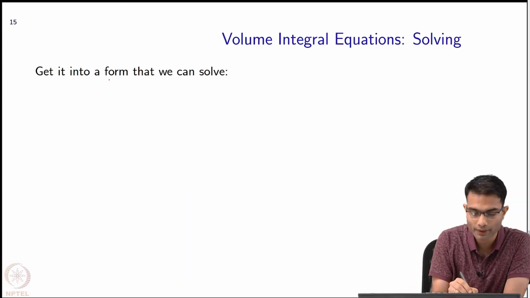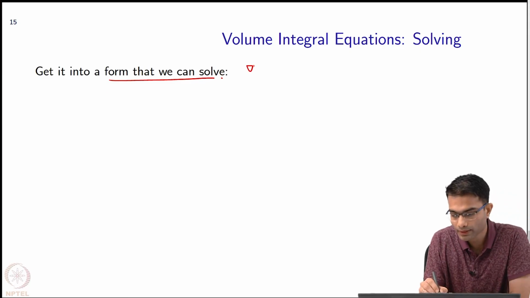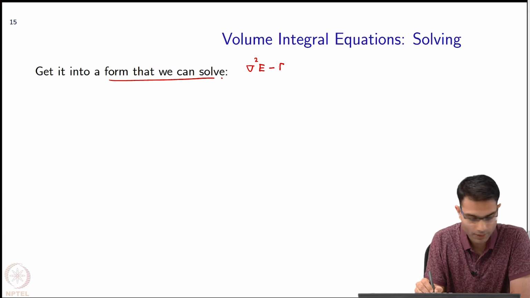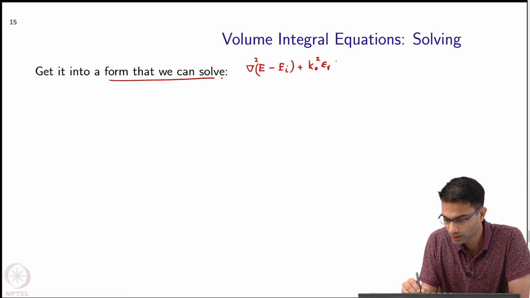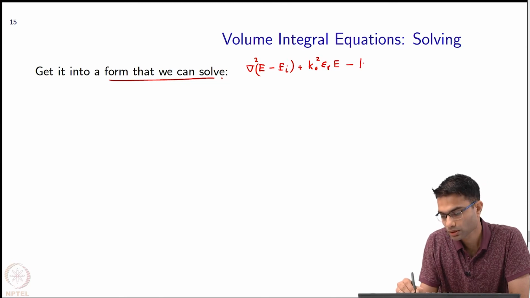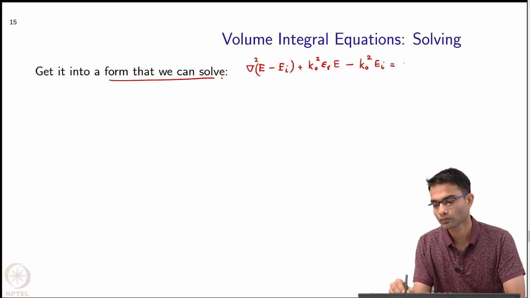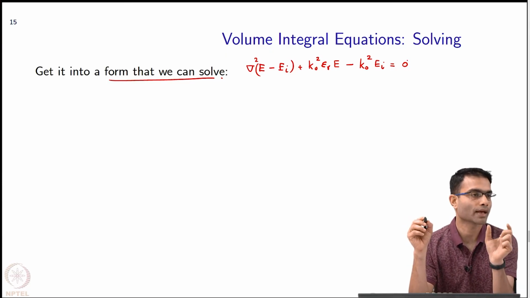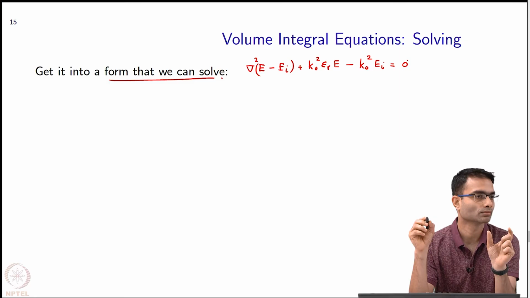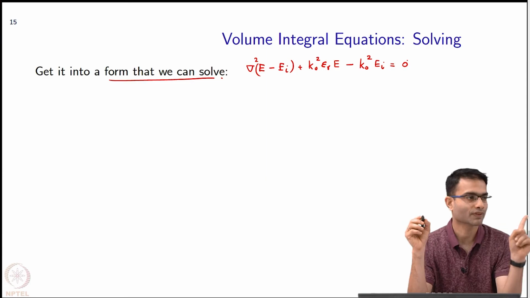So, let us see how we can get it into a form that we can solve. Let us just rewrite our equation over here. I had del squared E minus EI, that was my first term. I had my k naught squared epsilon r of E minus k naught squared EI. Now, the hint was that I want to get E minus EI as the common variable, both for del squared and k naught squared term. That is the first constraint.